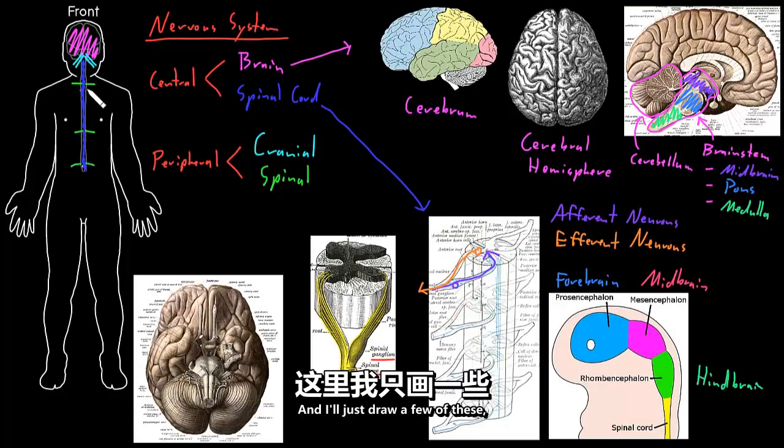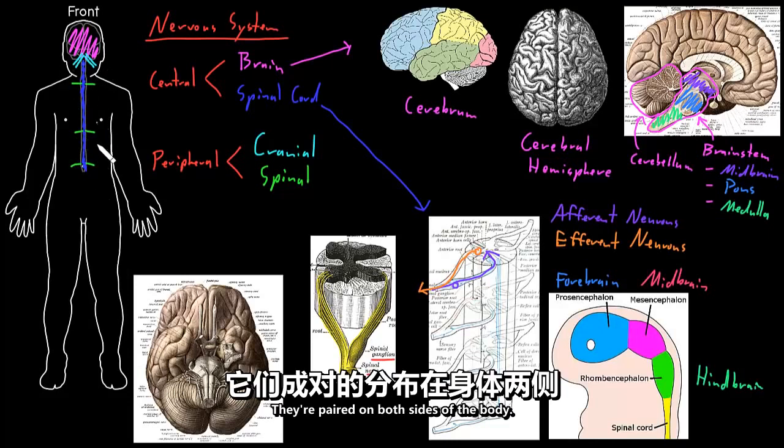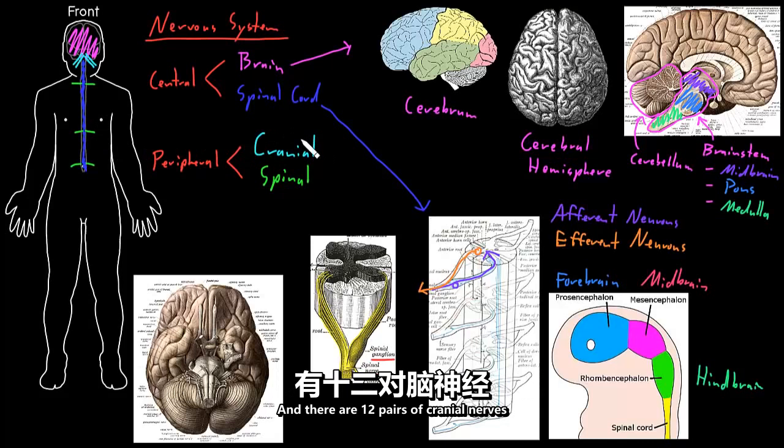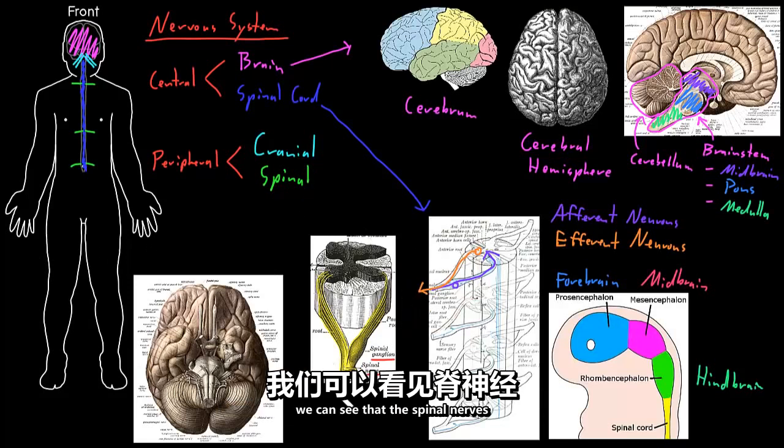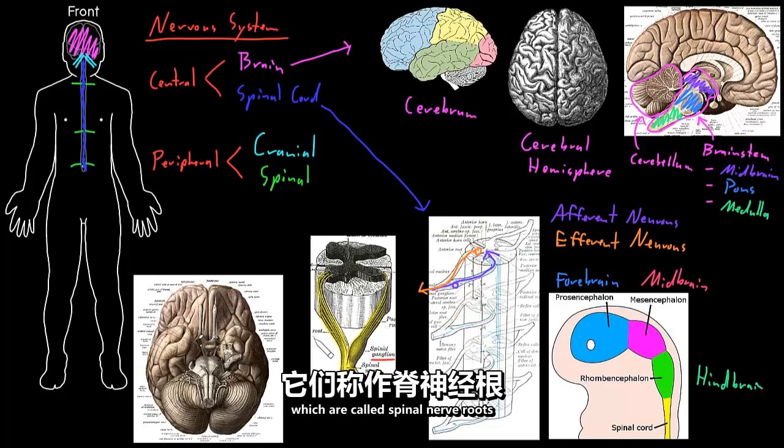And I'll just draw a few of these, but there's actually lots of these. They're paired on both sides of the body, and there are 12 pairs of cranial nerves and 31 pairs of the spinal nerves. Now if we go back to our drawings of the spinal cord here, we can see that the spinal nerves actually form from these two parts, which are called spinal nerve roots. And there's a root in the front, and there's a root in the back.